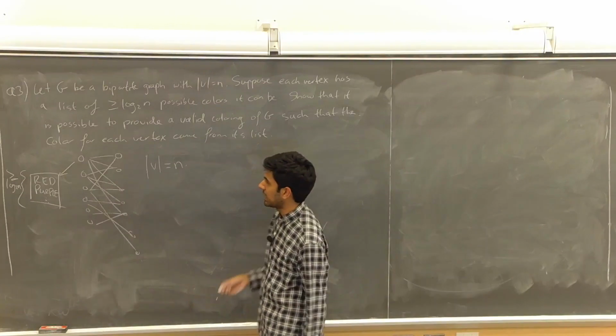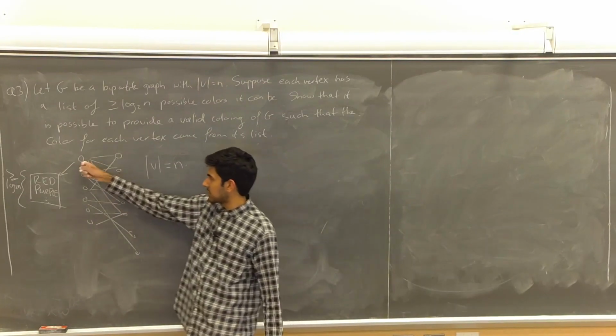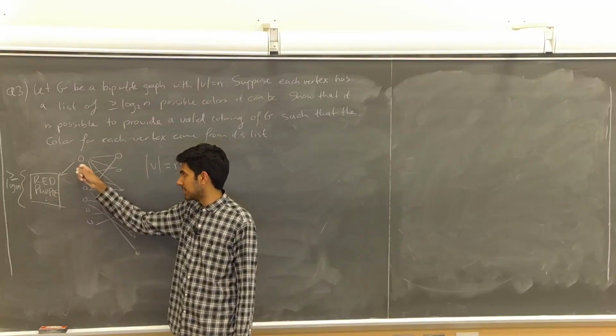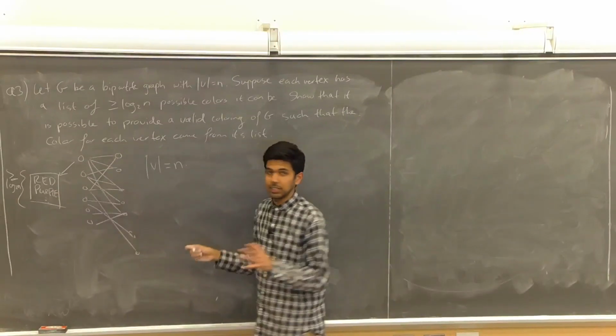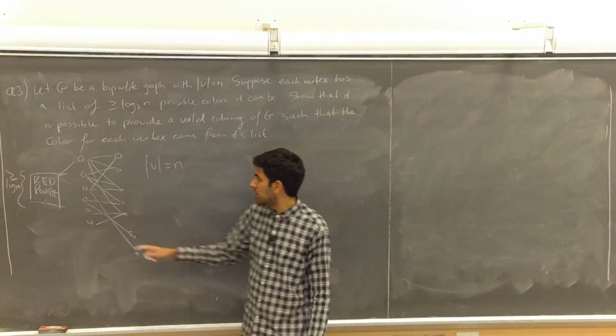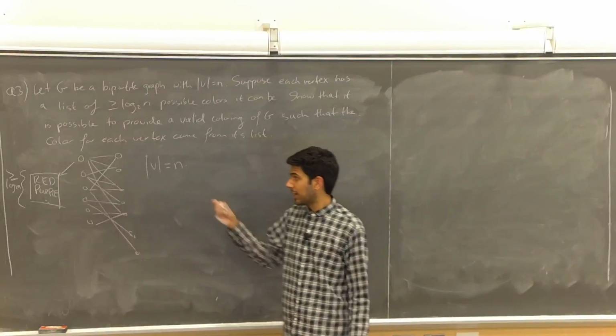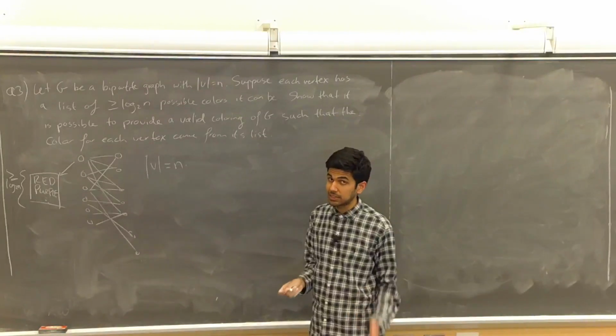We want to show that it's possible that for each vertex, we can choose some color on its list, and do that for all of the vertices, such that the resulting coloring is valid. That is, no edge has two endpoints that have the same color.